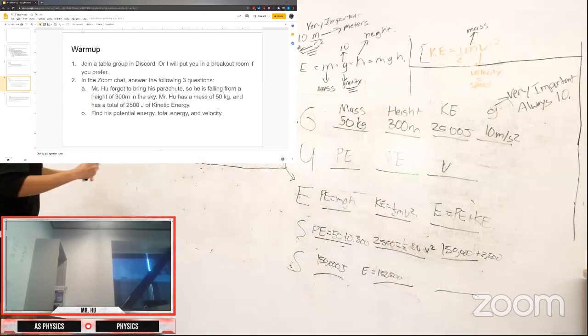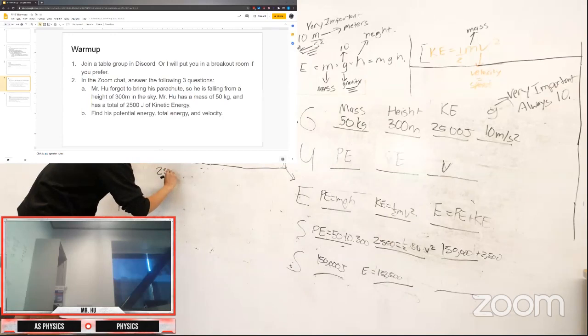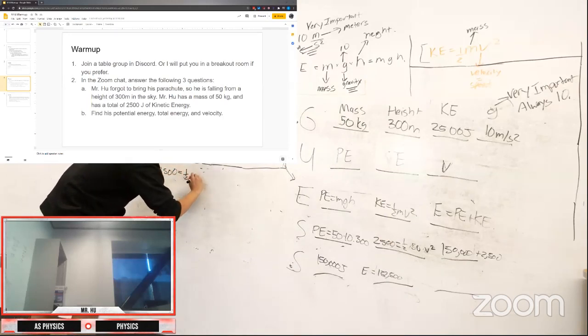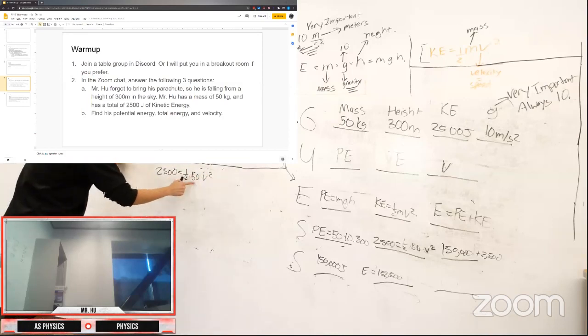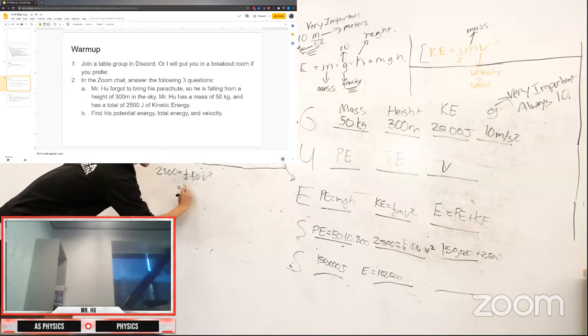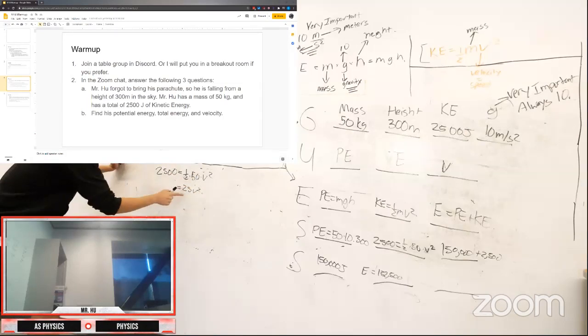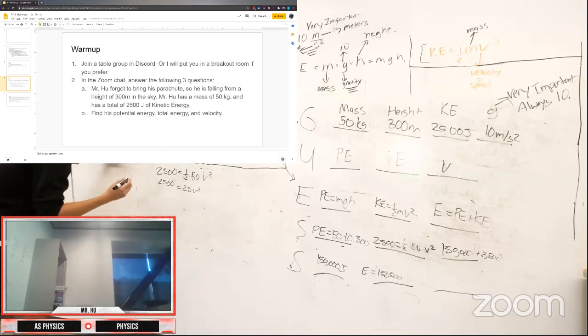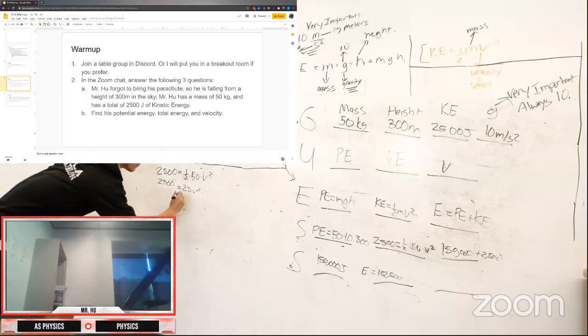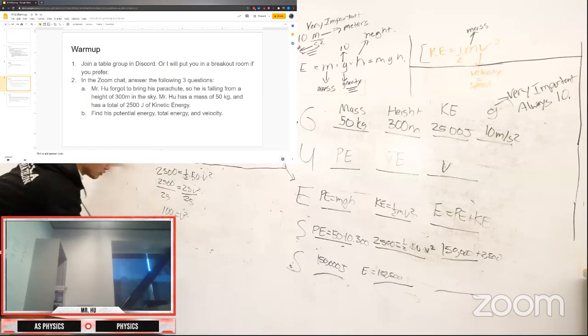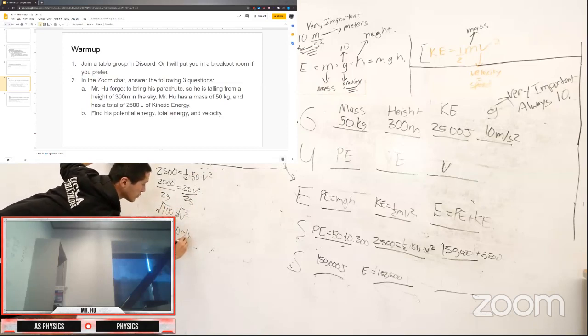So on the side here I'm going to show us how to do this, a little bit of algebra. 2,500 is equal to 1/2 times m times 50 times v squared. First thing we do is combine like terms, so we're going to multiply this out. 1/2 times 50 is 25. So 2,500 is equal to 25 times v squared. Next, we're going to get rid of this 25, so we divide both sides by 25. 2,500 divided by 25 is 100, so 100 is equal to v squared. Then to get rid of the squared, we square root both sides. And we get that v is 10 meters per second.